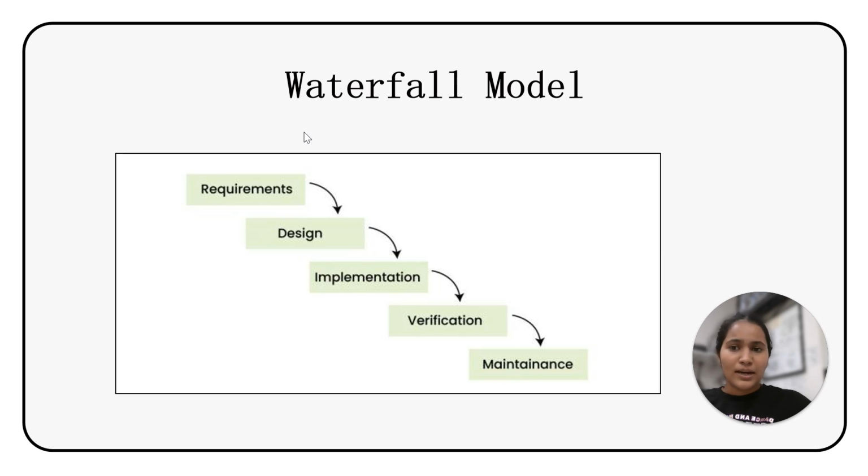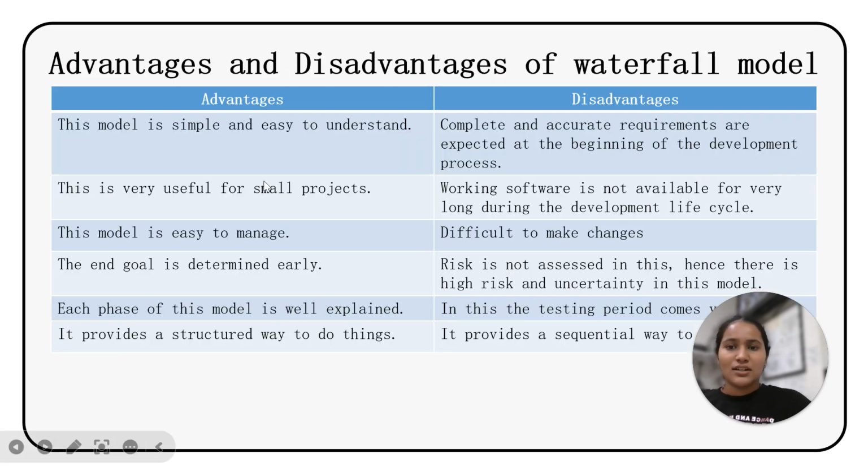So the below diagram represents what the waterfall model means and how it works. Now, let us discuss the advantages and the disadvantages of this model. First are the advantages of the waterfall model. This model is simple and easy to understand. This is very useful for small projects. This model is easy to manage.